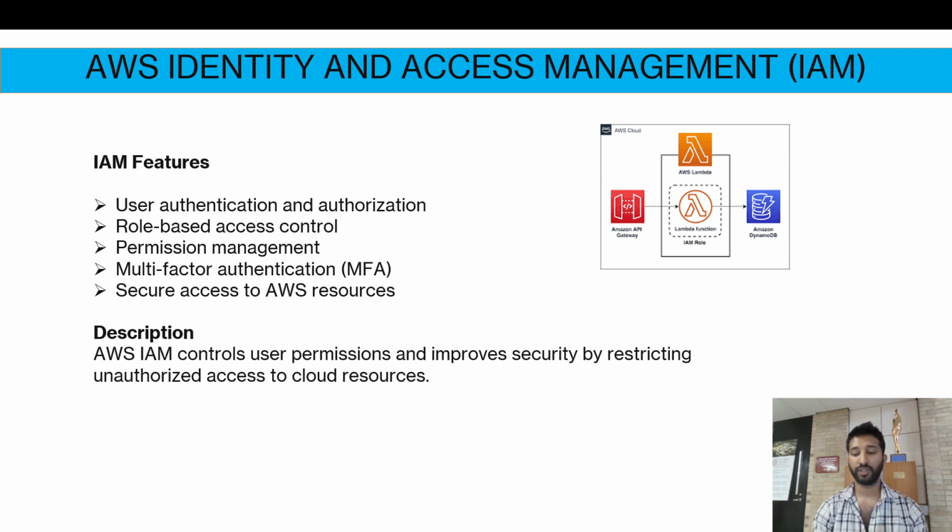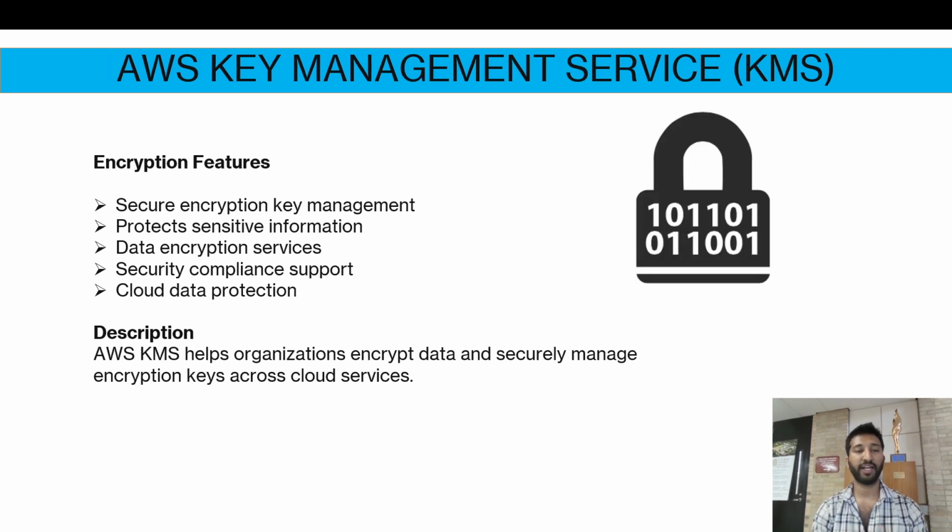So that's really good. And going to AWS Key Management Service, KMS, and encryption features: secure encryption key management, protecting sensitive information, data encryption services, security compliance support and cloud data protection. Encryption features like secure encryption key management means how the secure encryption works, like how we are sending the data from here to the DB cloud.